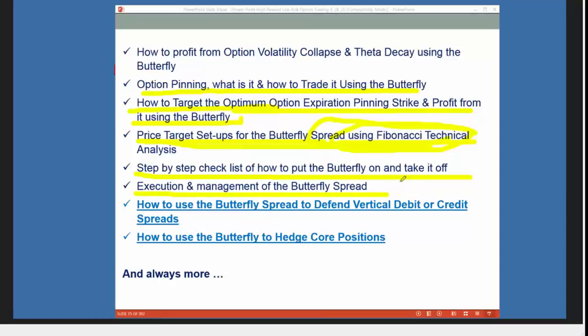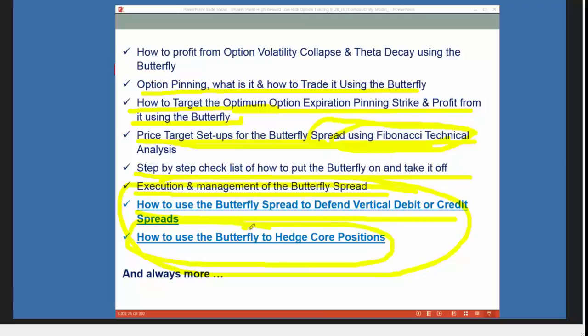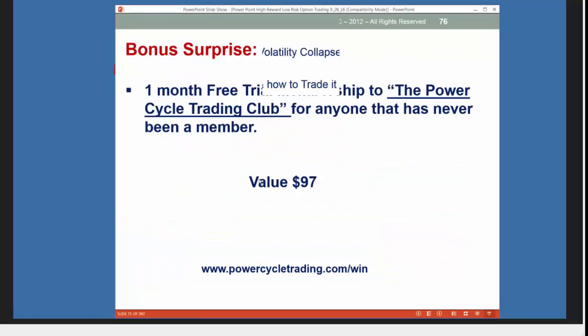And if you don't want anything else out of this course, this is worth this course times 10: how to use this butterfly spread to defend a vertical debit or credit spread, how to use the butterfly to hedge a core position. If you don't get anything else out of it, this is worth so much money to you, just to learn how to defend a trade using this strategy. And it's got a lot more.